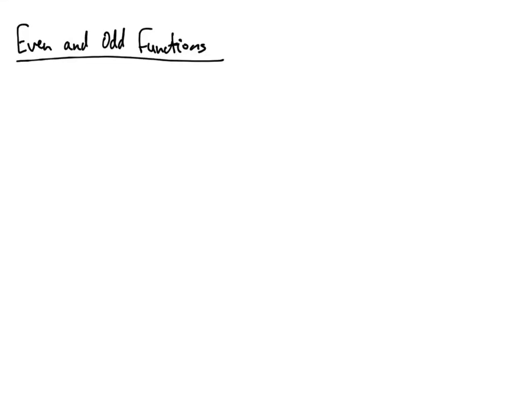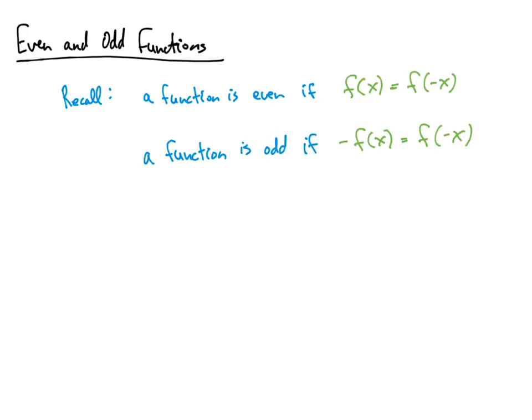In this video, I'll be going over integrating even and odd functions. So recall how we can determine whether a function is even or odd. A function is even if f of x equals f of negative x. A function is odd if negative of f of x, or negating the function, equals f of negative x.